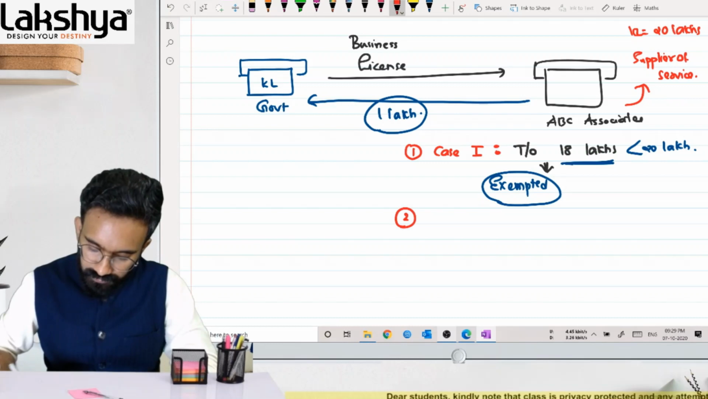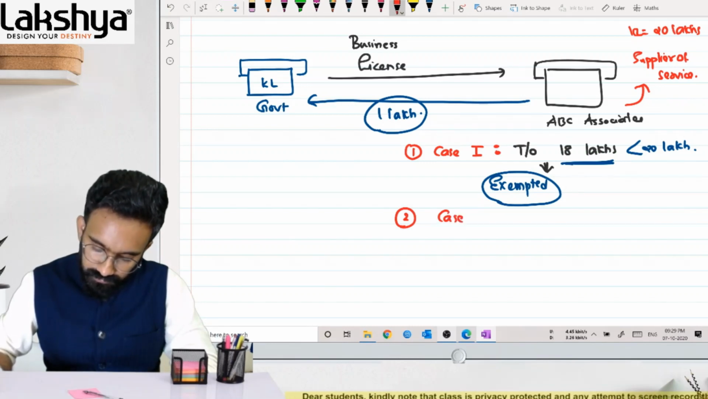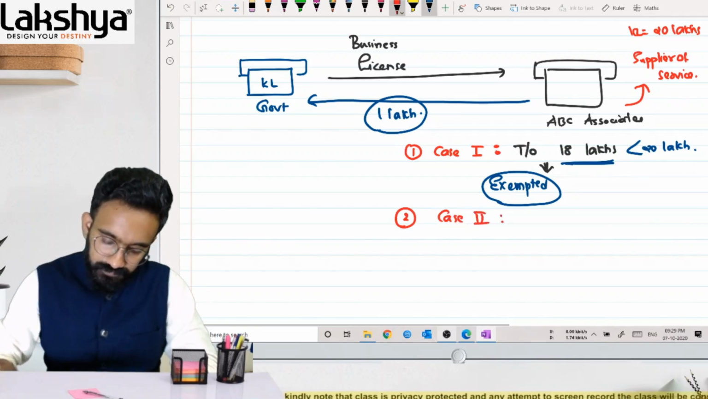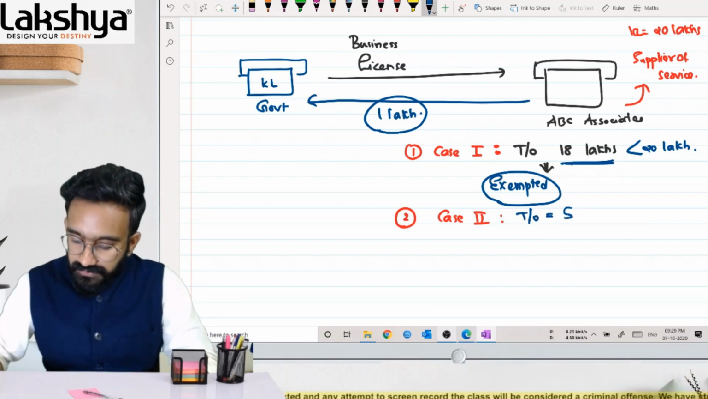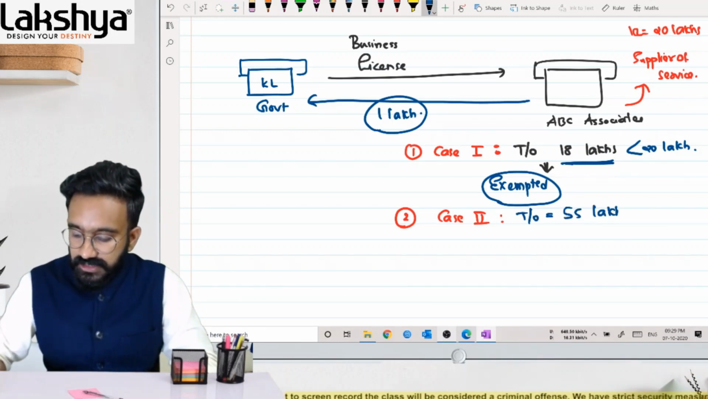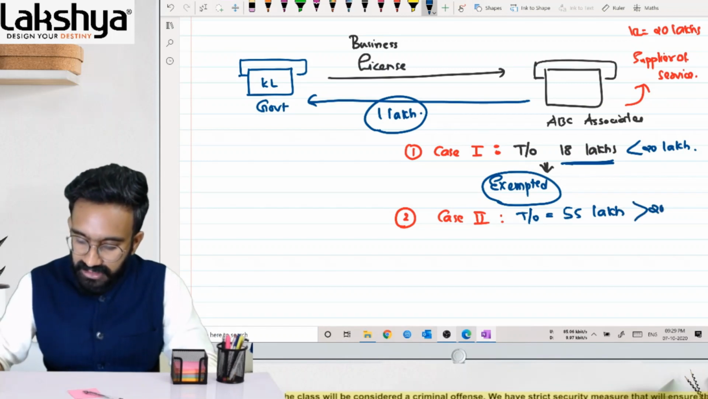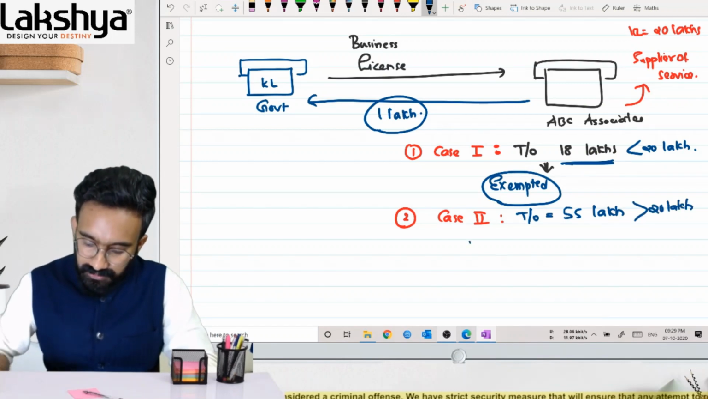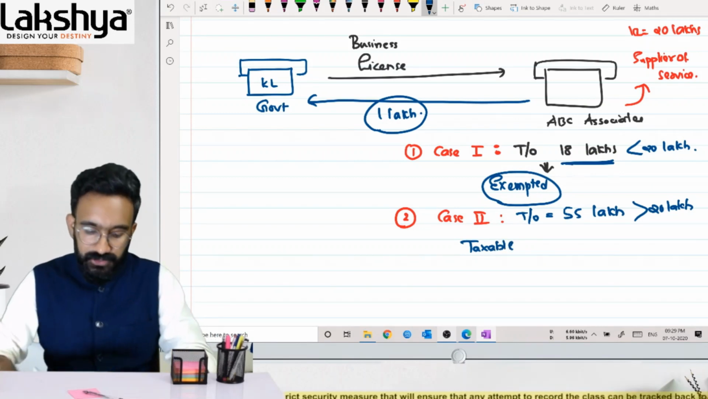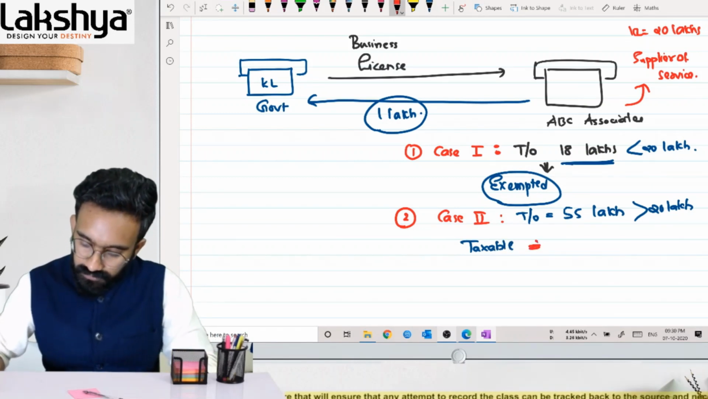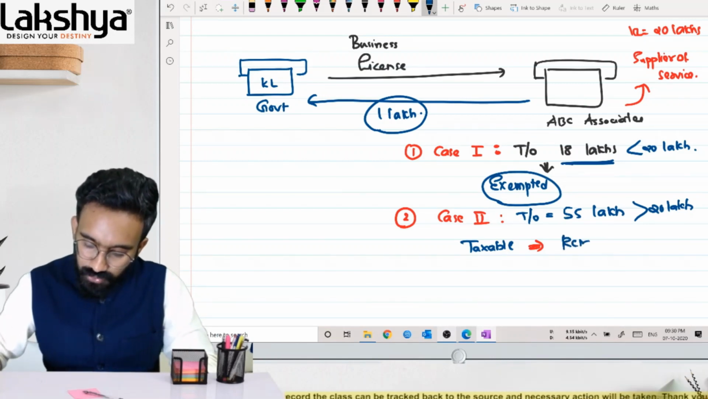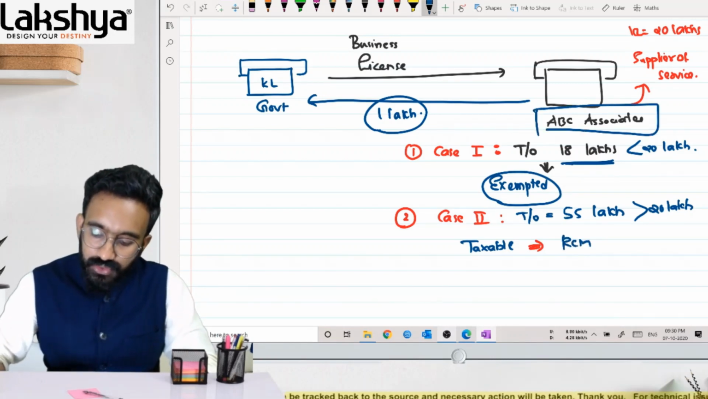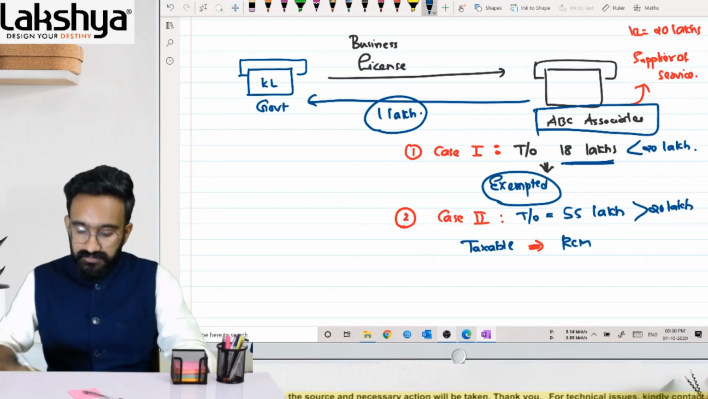Case 2. Their previous year turnover is 55 lakhs in the last financial year, which is more than 20 lakhs. It becomes taxable. So the exemption is not applicable for them. It is taxable under what charge? Reverse charge mechanism. Who has to pay it? ABC Associates will pay taxes under RCM.